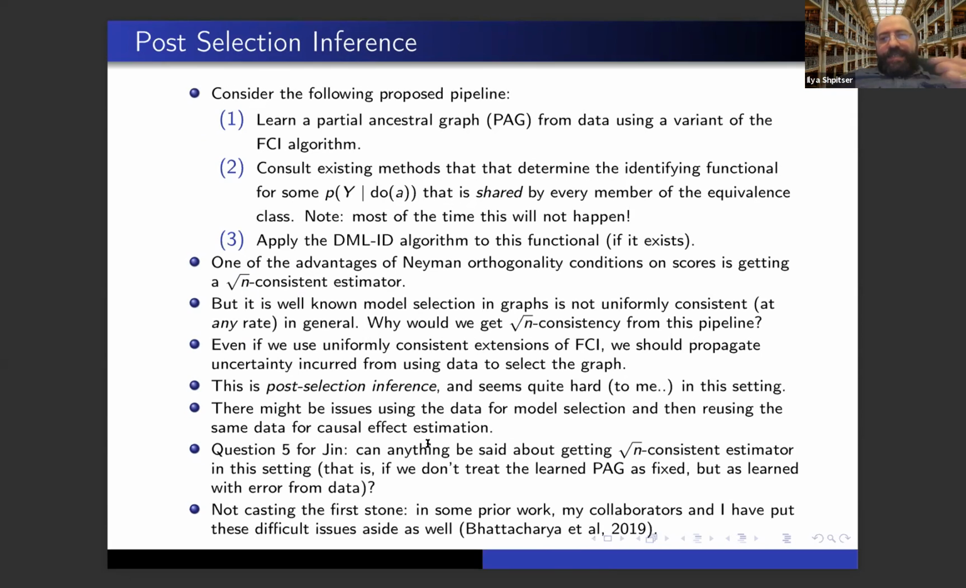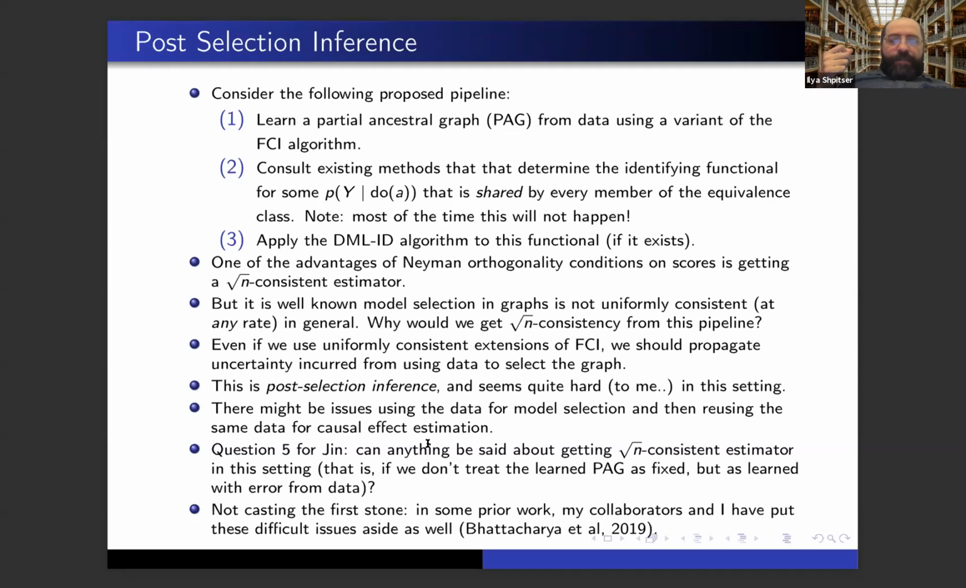And then you apply DML ID. And so the whole point, it seems to me, of using Neyman orthogonality is to get root n consistency, basically, and maybe robustness. But of course, everybody knows that if you use model selection, you don't get uniform consistency at any rate in general without strong assumptions. So if we apply this pipeline, it's not clear why we get root n consistency at the end, because we have a step that isn't consistent at any rate.